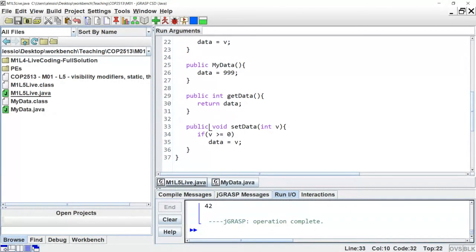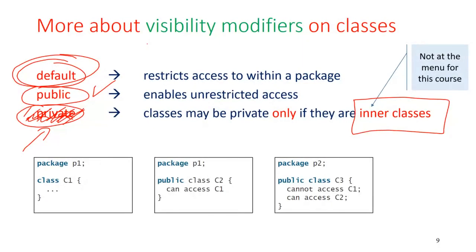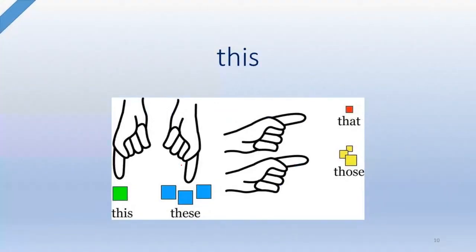So the default visibility modifier for classes, we're going to use it from time to time. I'll point out your attention to it when we do, but the vast majority of our classes are just going to be one class per file, and so they are going to be all public.